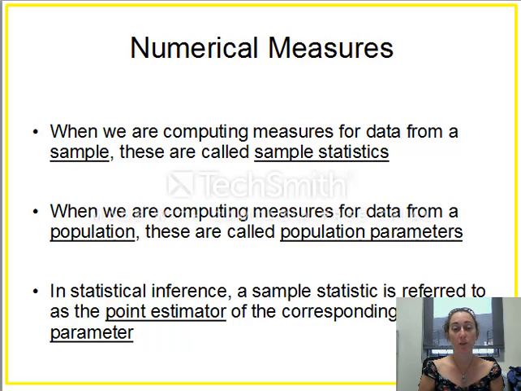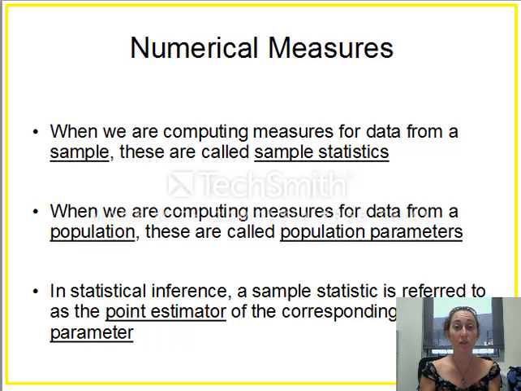We're moving into a section of the course where we're going to be talking about a lot of statistics or parameters. So what's the difference? Here you'll see that when we look at information taken from a sample, what we're doing is calculating sample statistics. If we're looking at information taken from the population as a whole, then we're looking at calculating population parameters.